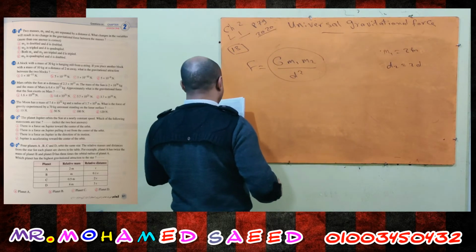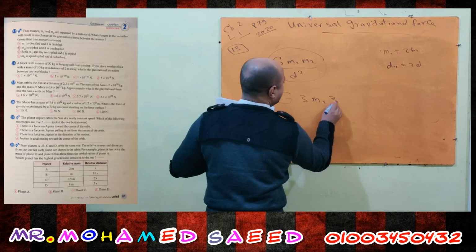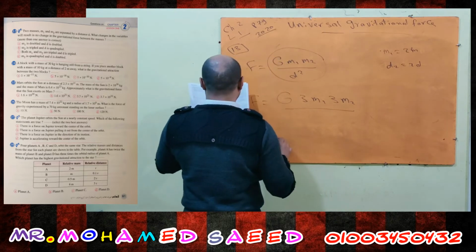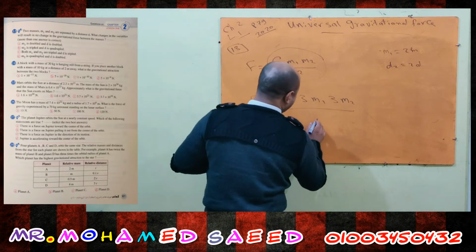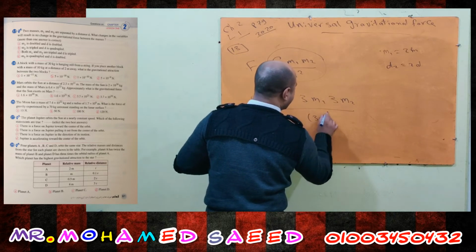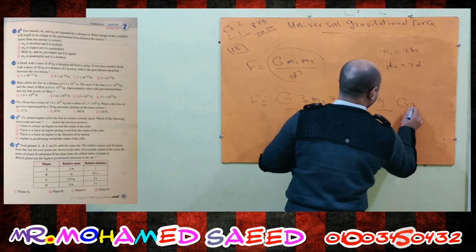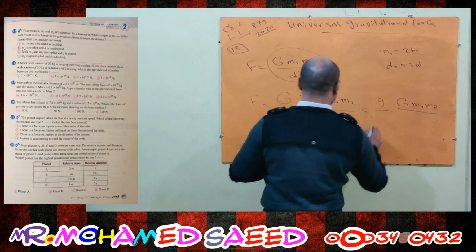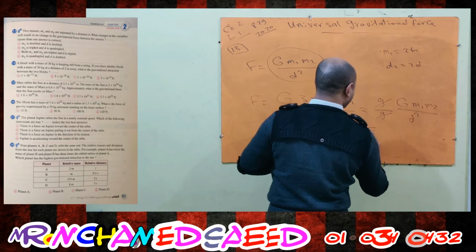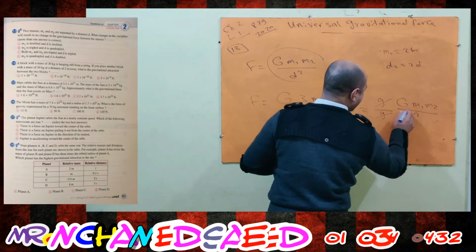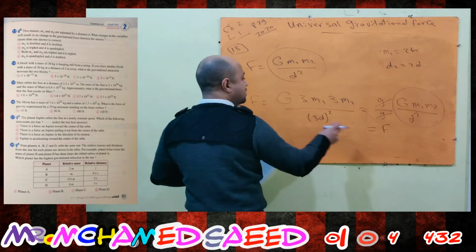Both M1 and M2 are trebled. G capital, M1 trebled, M2 also trebled, over R trebled and D is trebled. D trebled, 3D all power 2. Okay, 3 times 3 equals 9. G capital M1 M2 over 3 square, 9 D square. 9 cancels with 9. So the new force equals 1 G M1 M2 over D square, which is equivalent to F. So the force in this case doesn't change.